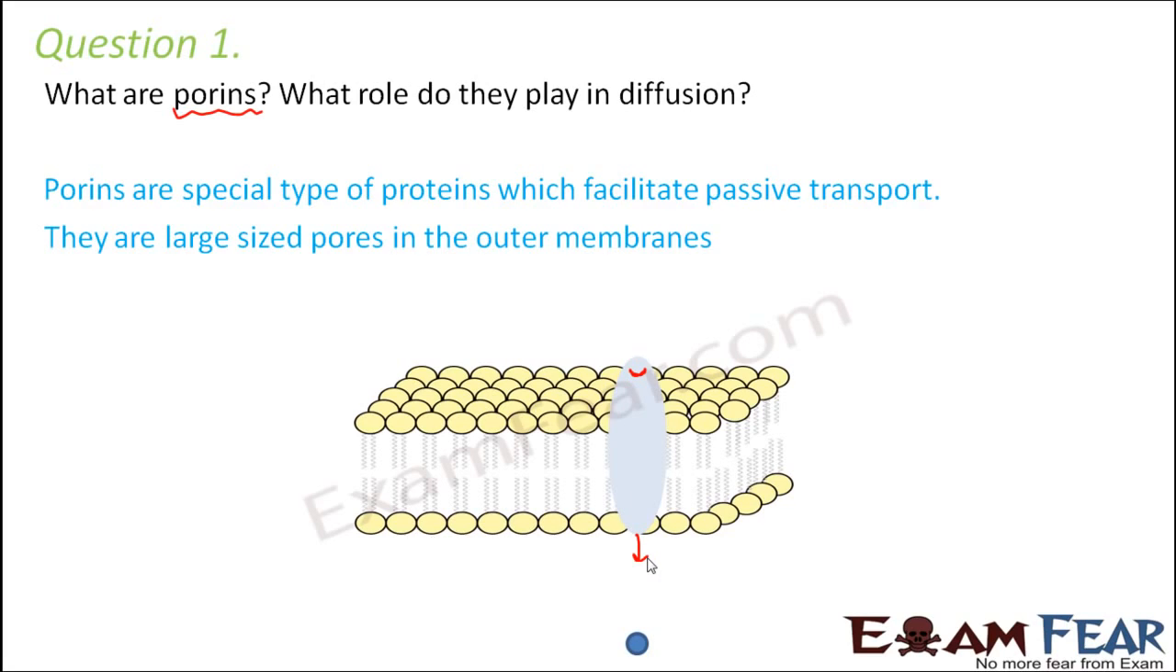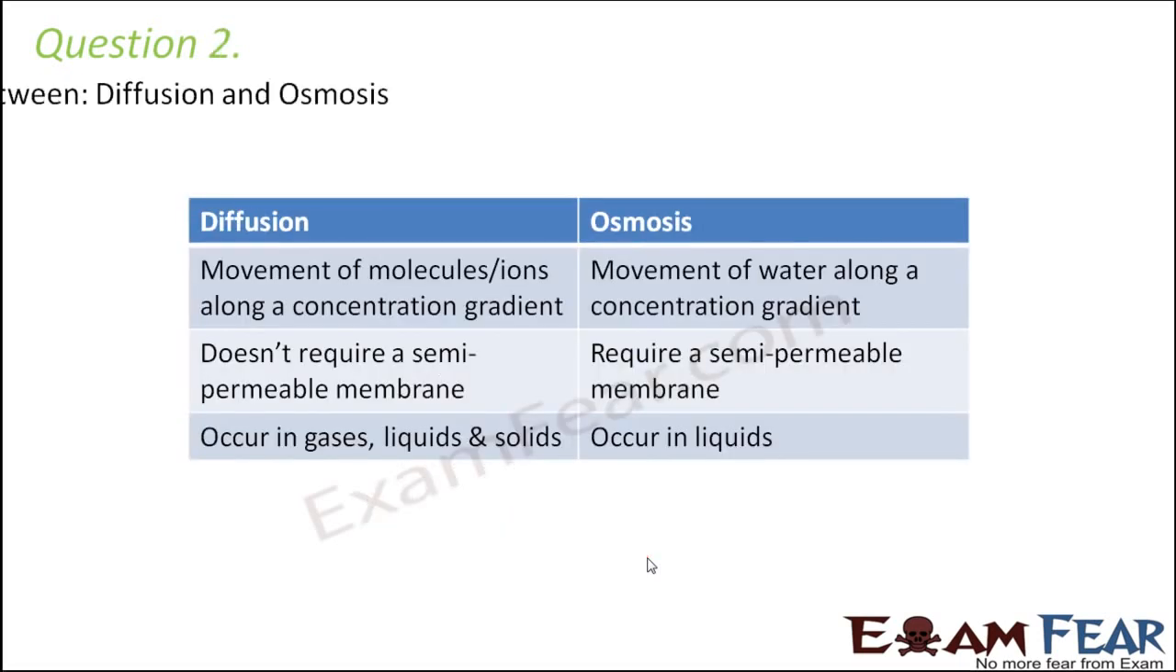And how do they play a role in diffusion? This is how they play a role. They help in transporting substances across the membranes. And it is used for those substances which cannot cross the membrane by itself, because the membranes have a hydrophobic region in between. So some materials are hydrophilic in nature and that is why they cannot cross the membrane on their own. Let us look at the next question.